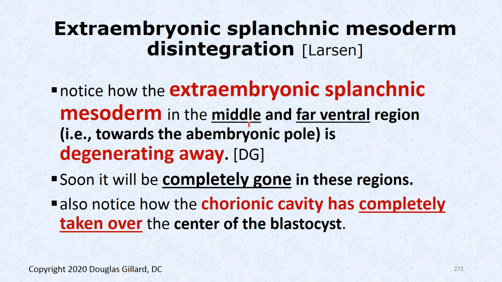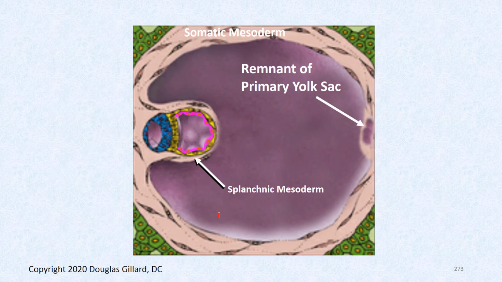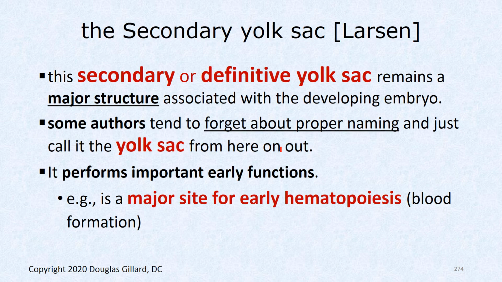So that gets destroyed, degenerates away. And also notice the chorionic cavity is taking over that whole area. So here's what we have now. Remember I said it wants to take over, and it does. So pretty soon it's going to almost completely surround the growing embryo and the secondary yolk sac. There's the remnant, what's left of the primary yolk sac right there. So this is our embryo now. Right? We haven't even hit week 3, but we're probably on the last day of week 2. We're almost there.